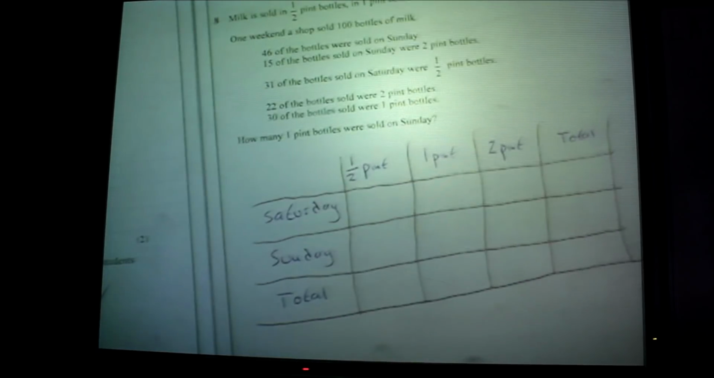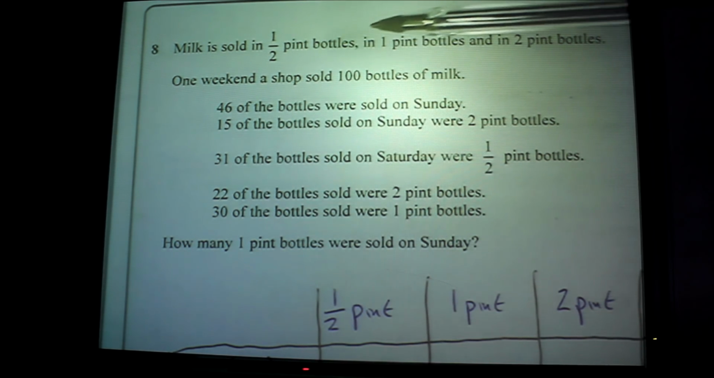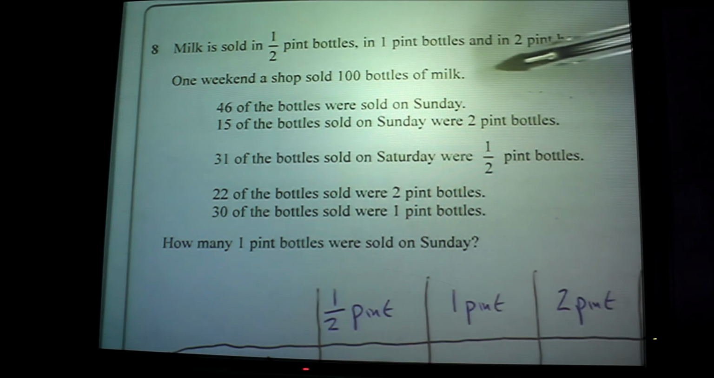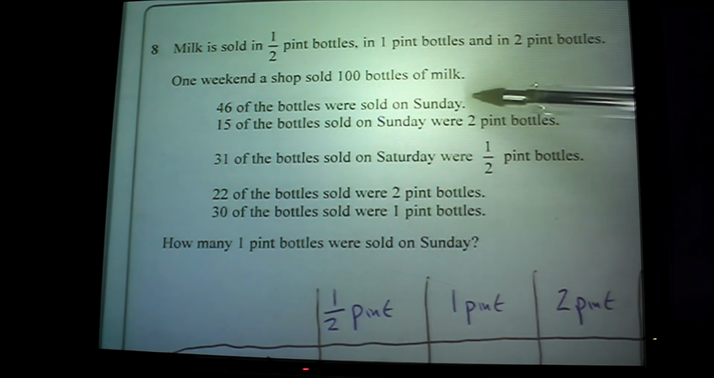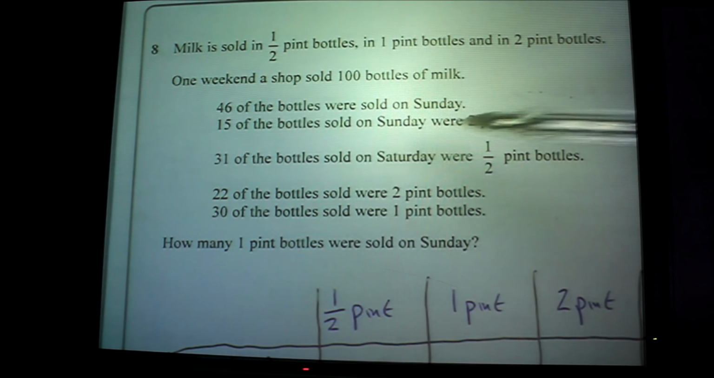Question number 8 over here. I'll read this out, although it is very confusing. Milk is sold in half-pint bottles, 1-pint bottles and 2-pint bottles. One weekend a shop sold 100 bottles of milk. That's a very precise amount. 46 of the bottles were sold on Sunday. 15 of the bottles sold on Sunday were 2-pint bottles. 31 of the bottles sold on Sunday were half-pint bottles.